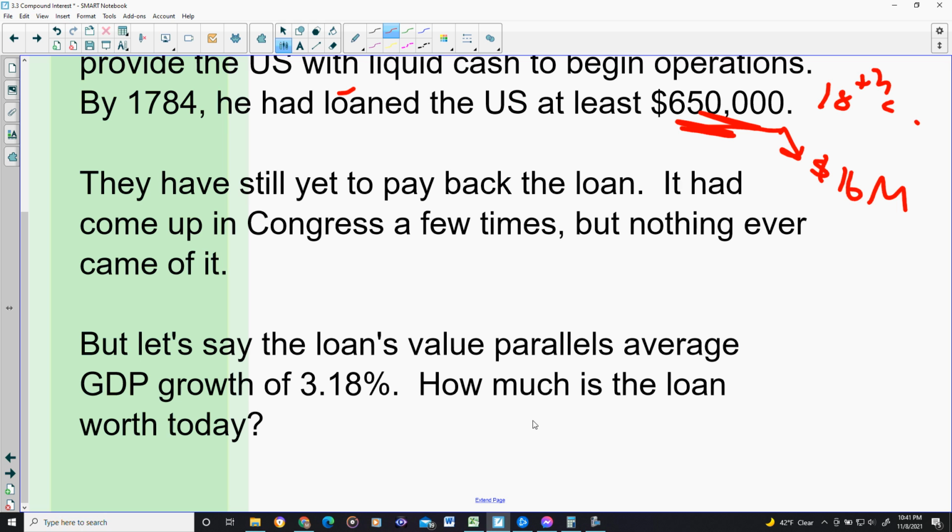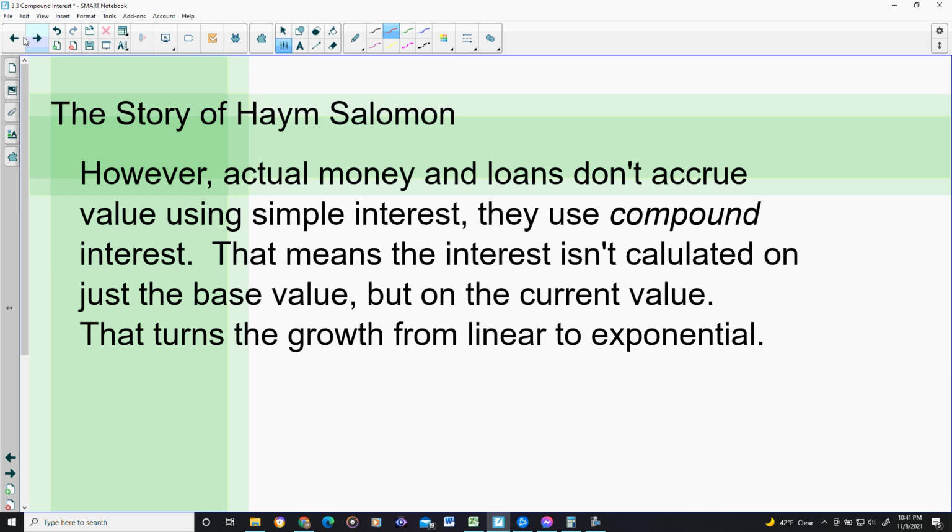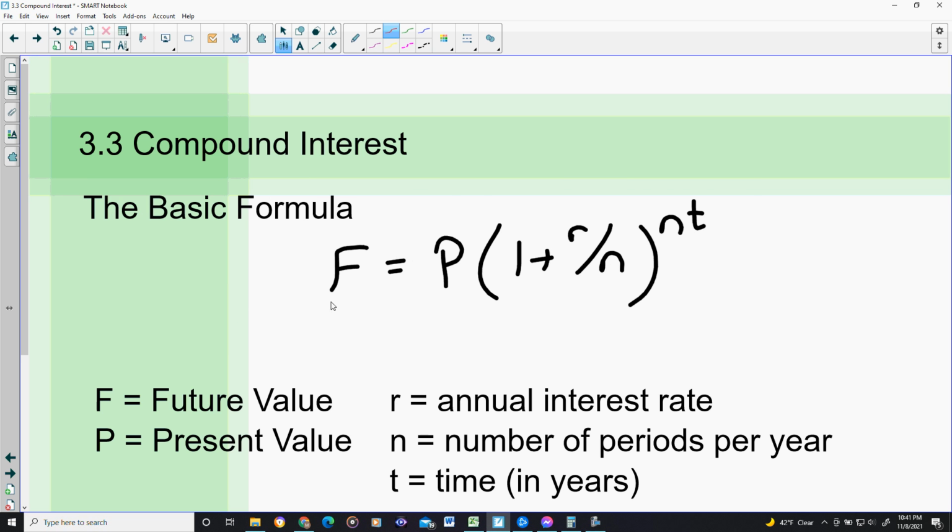So it grows by 3.18% every year, and any money that goes in as a result of this also gets interest. As a result, we're going to need the compound interest formula. So here's the formula for that. As we know, we're going to go from linear to exponential, and this is the formula. It's pretty similar with a couple exceptions. The t is now an exponent instead of a multiplicative term.